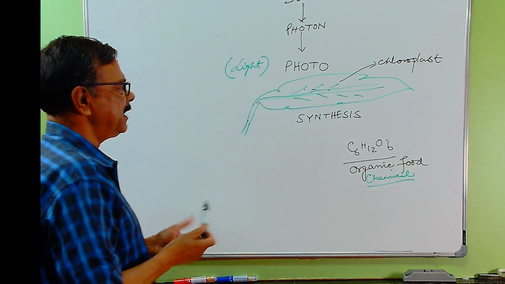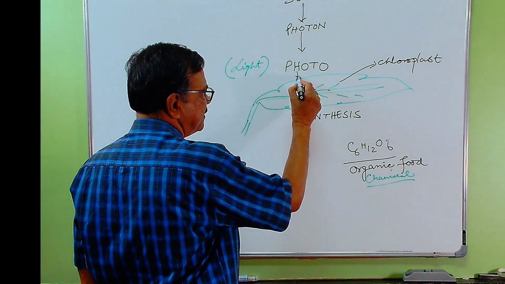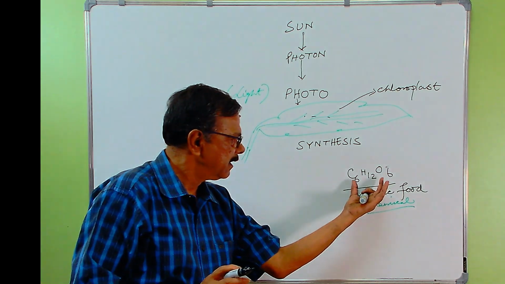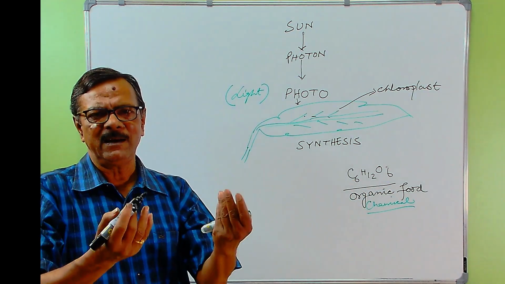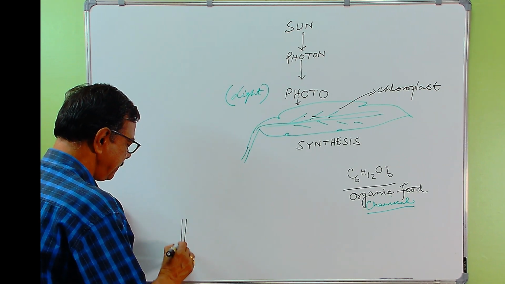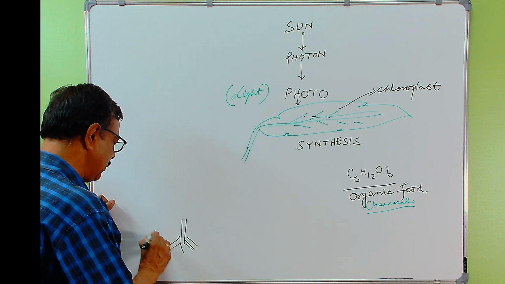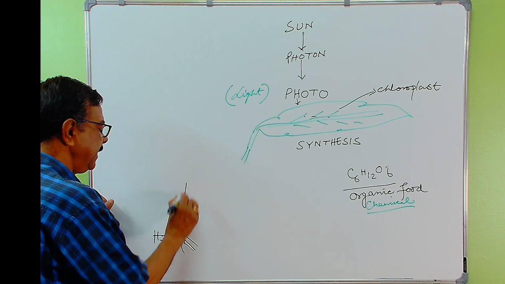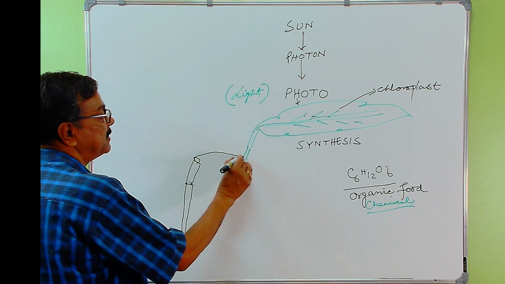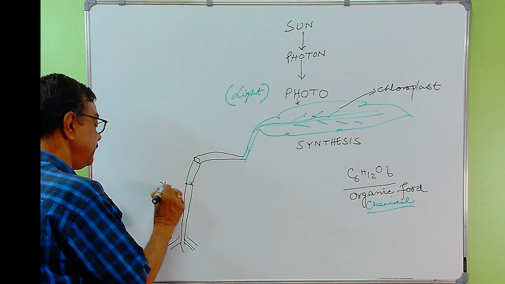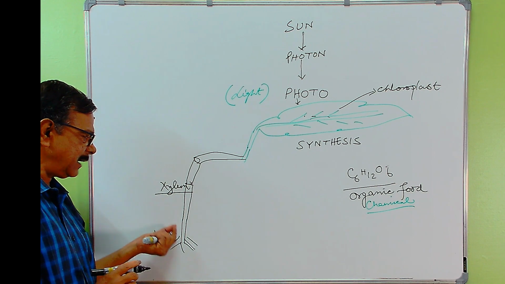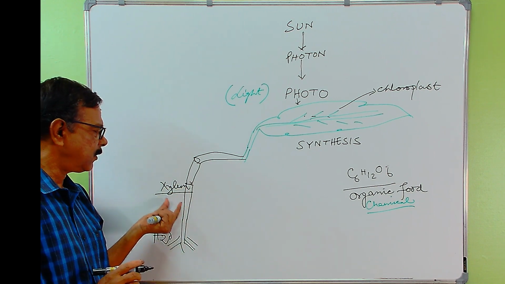This is not the primary requirement. Only light and chloroplast is not enough to build C6H12O6. So the plant takes something. What does it take? It takes H2O from the soil. H2O comes through some vessels called xylem. So X-Y-L-E-M, xylem. H2O from the soil comes through a tube called xylem.